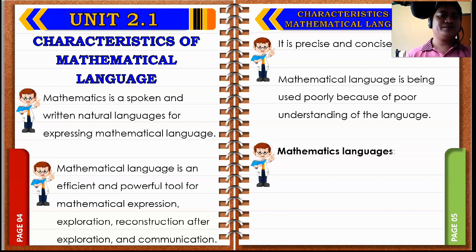Notably, mathematics has its own language, much of which we're already familiar with. For example, the digits. We have 0, 1, 2, 3, 4, 5, 6, 7, 8, 9.